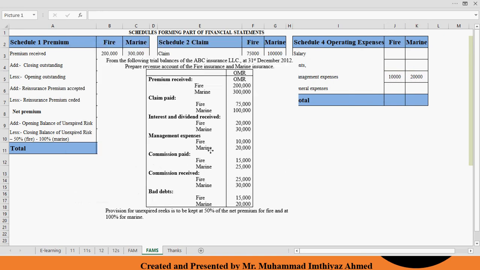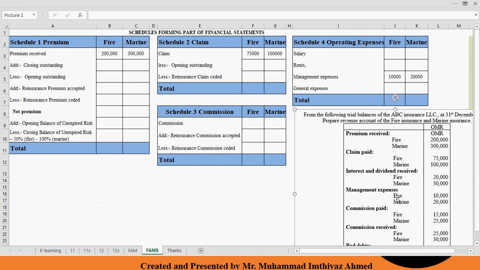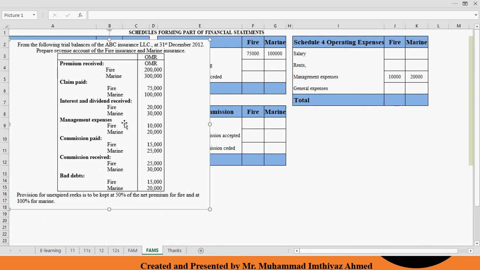The next is commission paid. So commission paid we need to enter. I'll keep it over here. Commission paid is 15,000 for fire, and for marine it is 25,000.